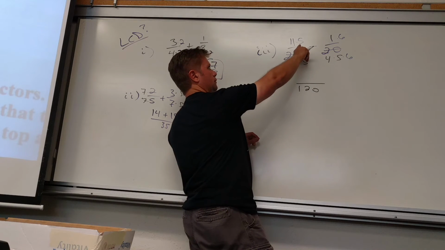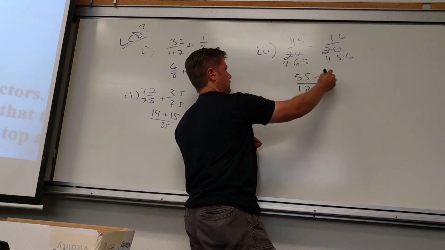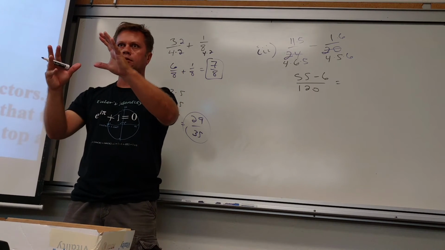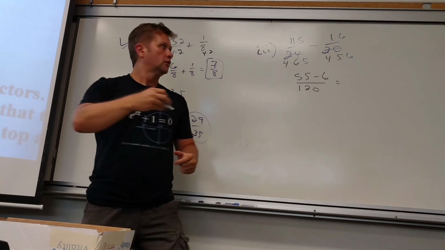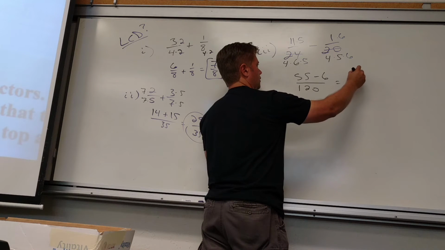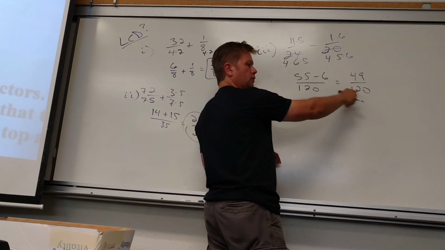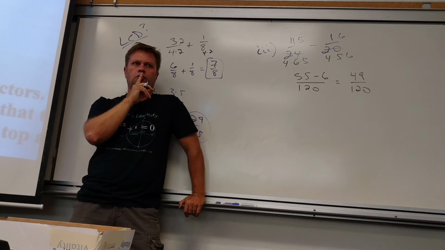I get 55 minus 6 over 120, because now they're both 120 on the bottom. Since you made them like terms, you're allowed to put them together. 55 minus 6 is 49. And does anything go into both of these? 49 is 7 times 7, and 7 does not go into 120.